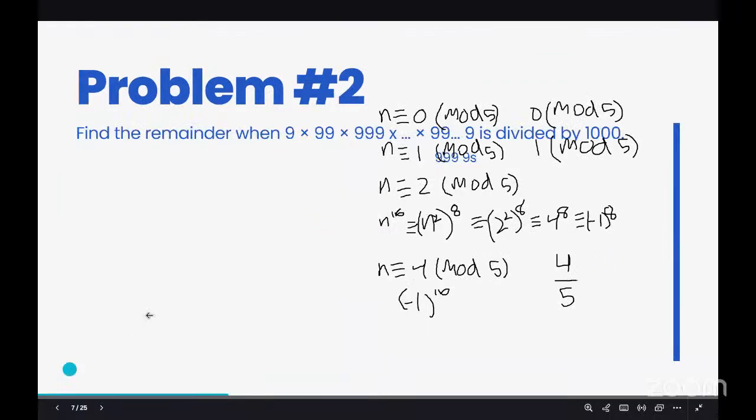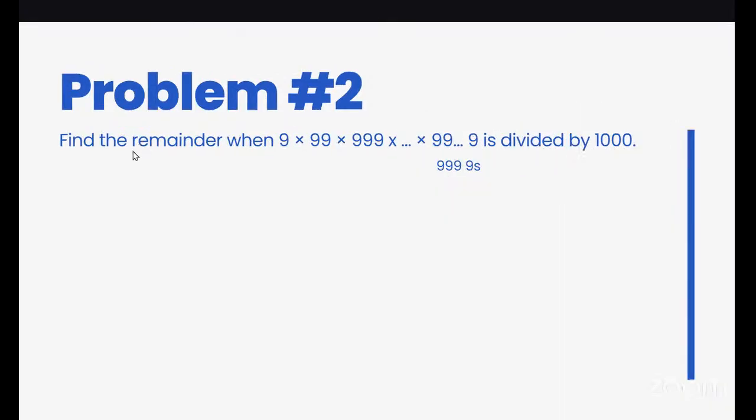Okay. Next problem. For this problem, it says find the remainder when 9 times 99 times 999 times a lot more higher digits, up to 999 nines, is divided by 1,000. So that's a lot. Obviously you can't multiply this by hand.